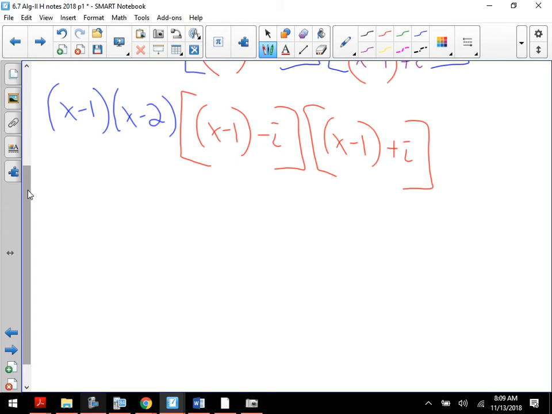So when you think about it, that basically means I can FOIL the front two, and I can FOIL the back two. I don't want to FOIL those back two, because that's pretty ugly.